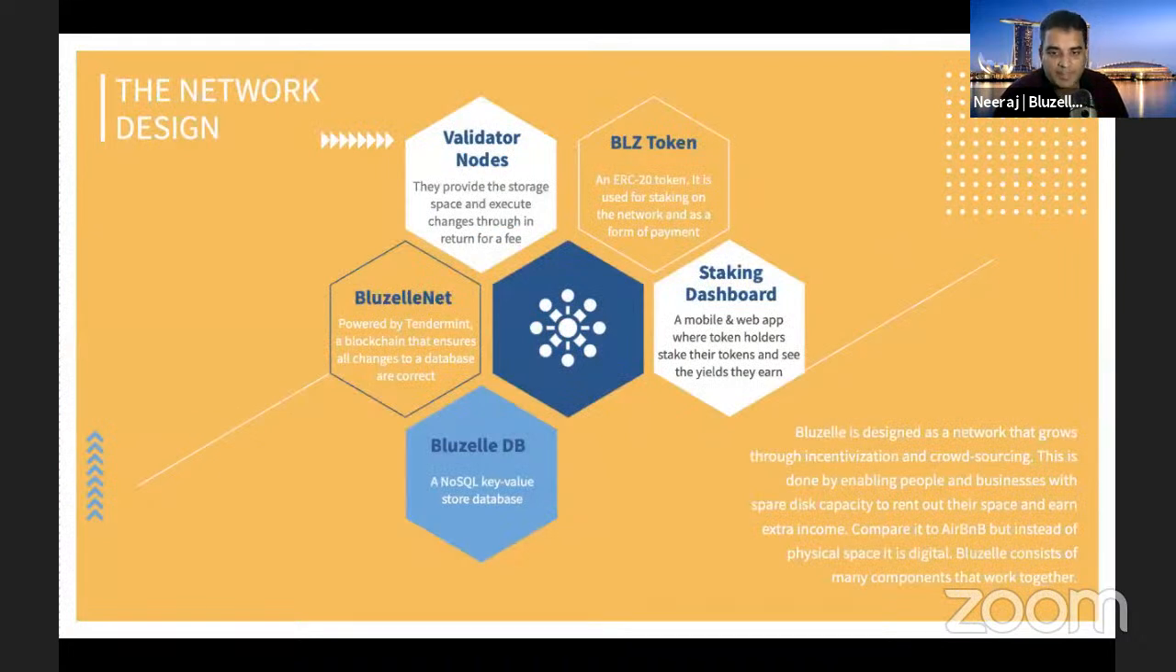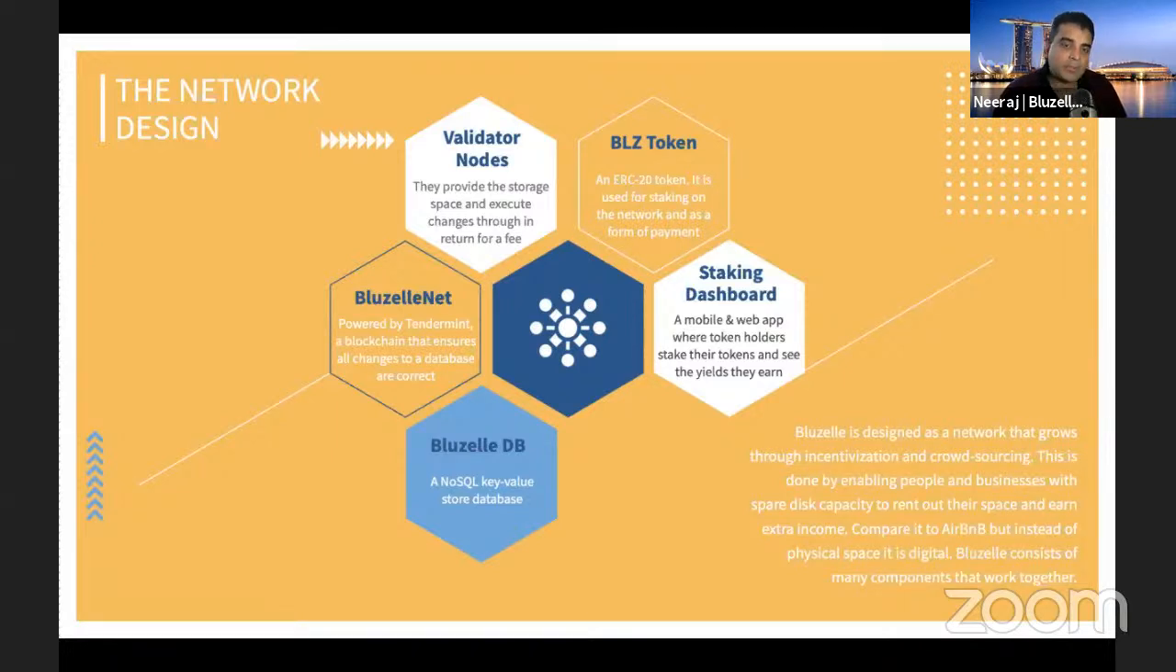So real quick, before I get into the actual structure of my conversation, I'm going to talk about our Bluzelle network. Our Bluzelle network really is founded on BluzelleNet, which is our blockchain. We are powered by Tendermint Cosmos, and it's a delegated proof of stake network. And that's what enables our Bluzelle database.